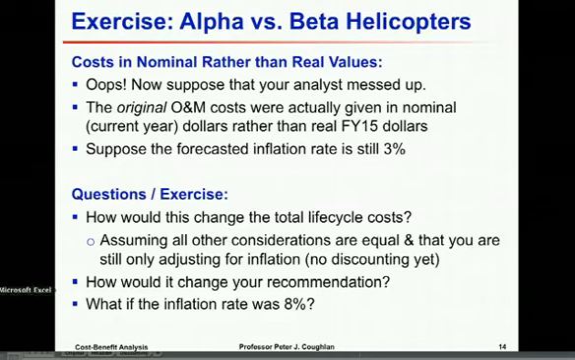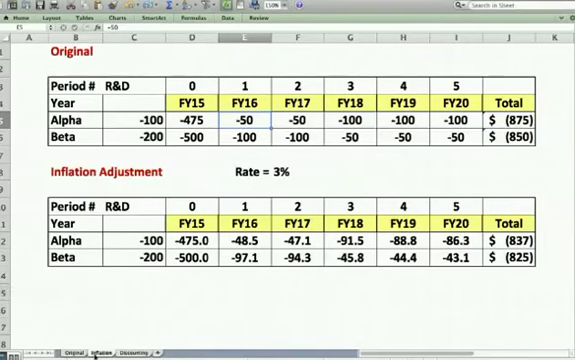Well, if we go to that tab where I had inflation, and again I put in here the interest rate of 3%, you can see that at an interest rate of 3%, in the original at the top, the decision was to go with the beta helicopter because beta was in fact the less expensive, $850 million versus $875 million, when we assumed those numbers were in fact real numbers. Now, if they were nominal numbers, we have to adjust for inflation, and so we do so. I've assumed a constant inflation rate, and you can look at the formula in the cells if you want.